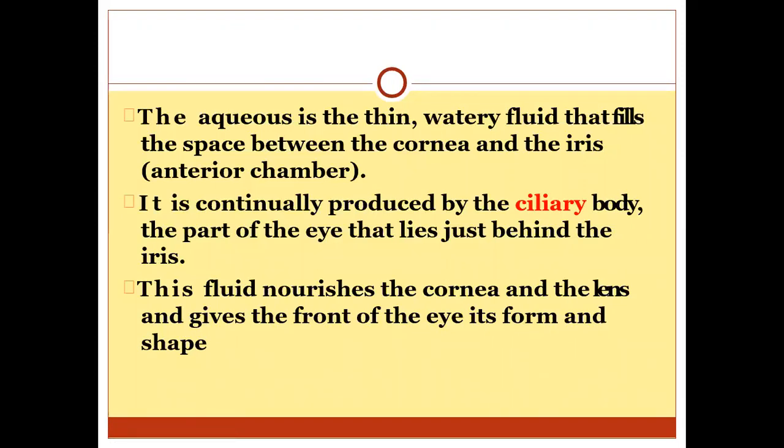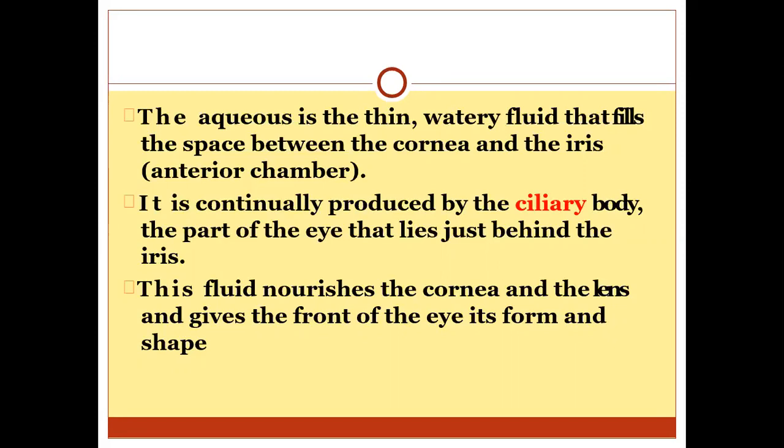It is continually produced by the ciliary body, the part of the eye that lies just behind the iris. So, where does it come from? The aqueous humor is produced by the ciliary body. More precisely, the ciliary process produces the aqueous humor, which is part of our uvea. We have already read the anatomy of the uvea. This fluid nourishes the cornea and the lens and gives the front of the eye its form and shape.